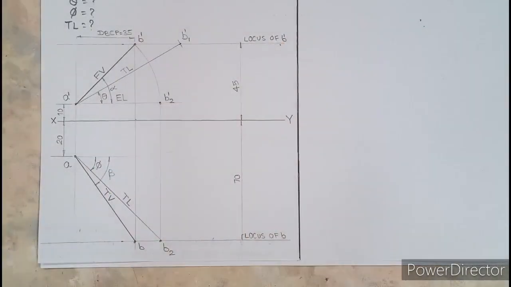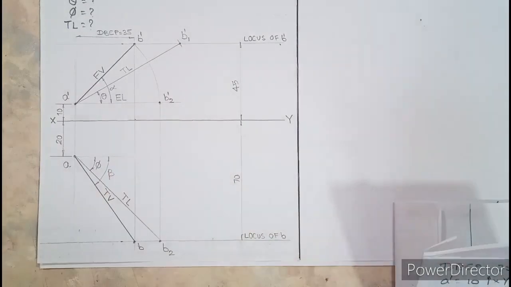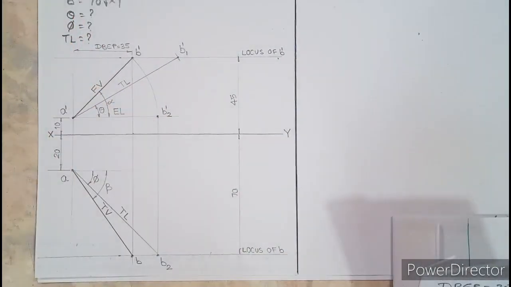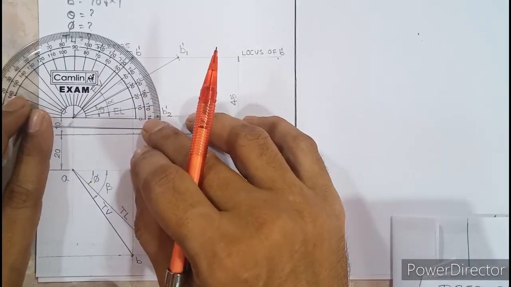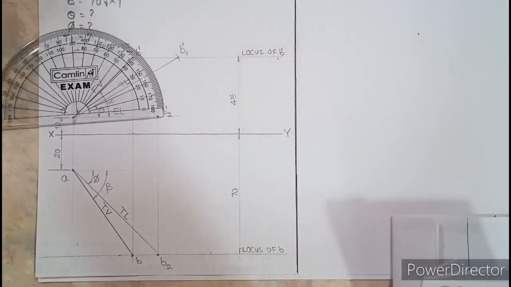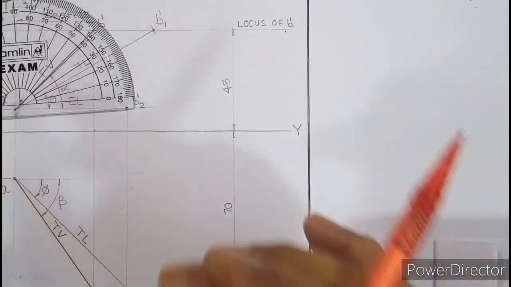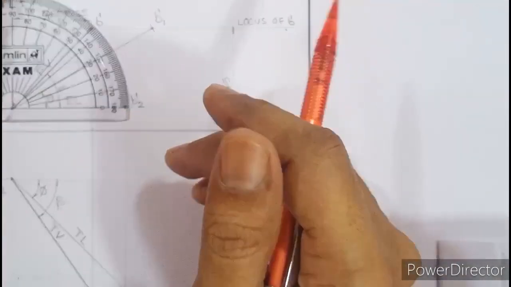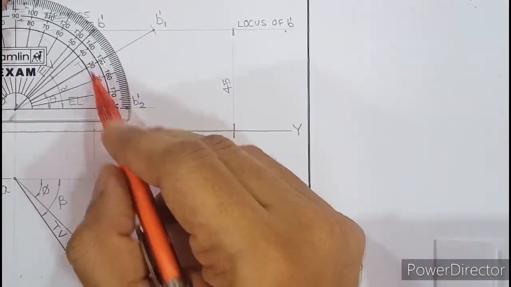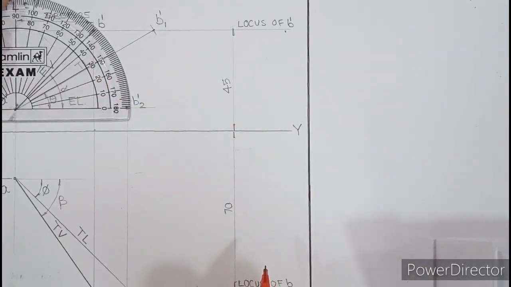Yeah, once this is done, the last part is, they've asked you to find out the values of these three things: theta, phi and true length. So let us take a protractor and measure theta. If I keep this protractor here and measure theta, I am getting approximately 30 degrees. So theta is 30.